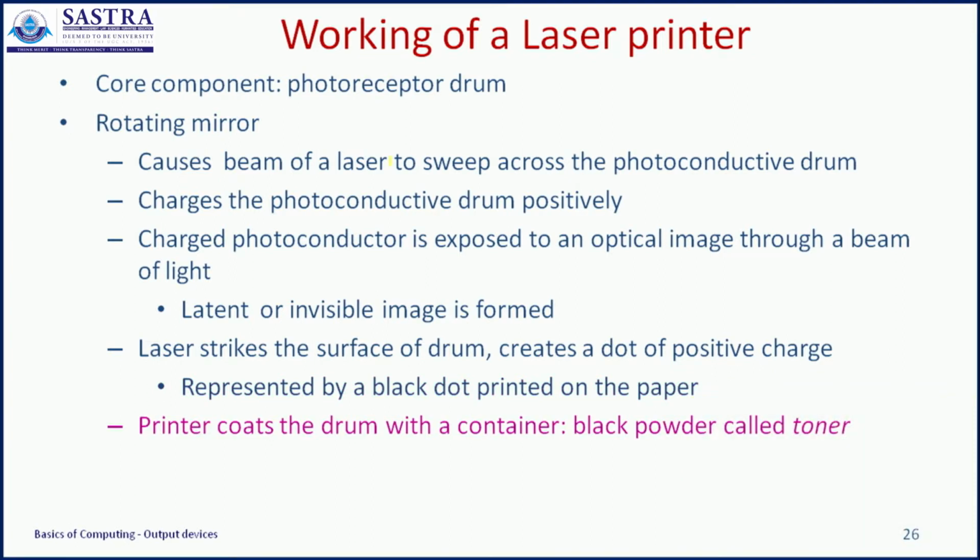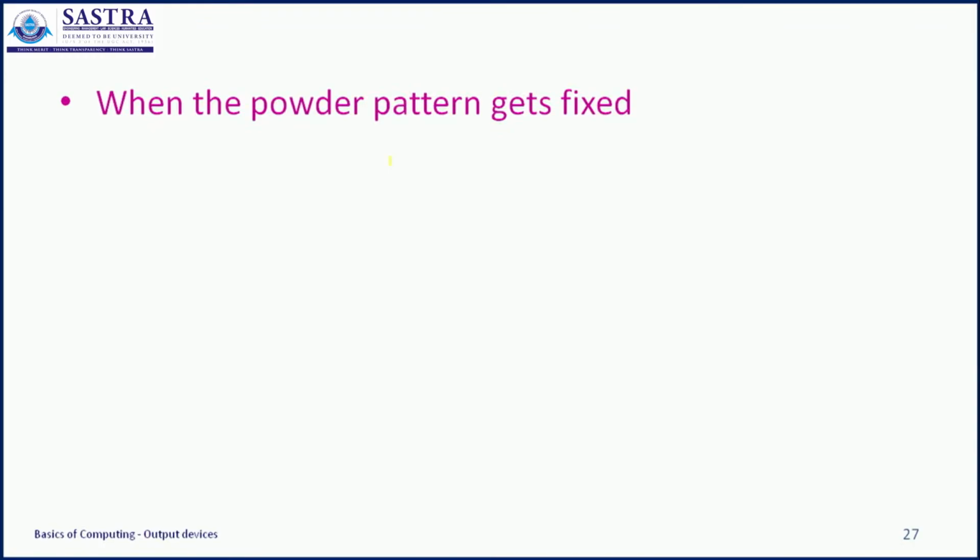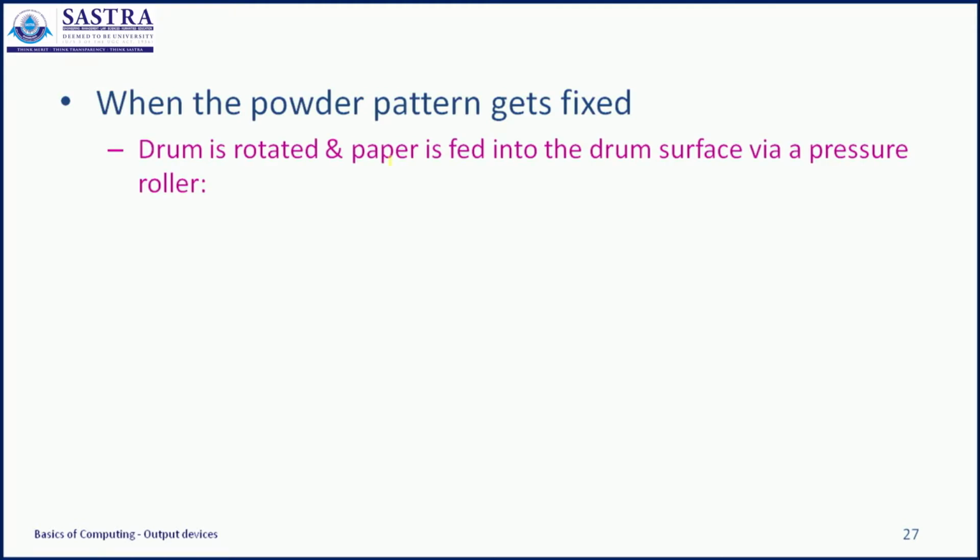The printer coats the drum with a container, otherwise called toner, which has the respective powders. Those toners are negatively charged, so they cling to the positive areas of the drum surface. It is because the drum is already positively charged and the toner is negatively charged. When the powder pattern gets fixed, the drum is rotated and the paper is fed into the drum surface via a pressure roller, wherein the toner powder is transferred onto the paper.